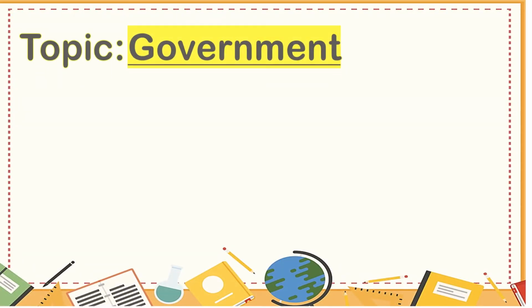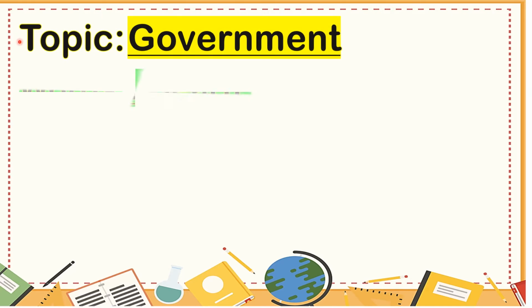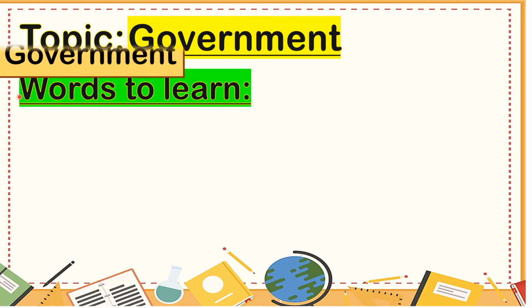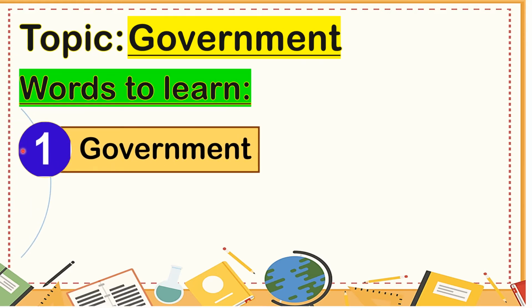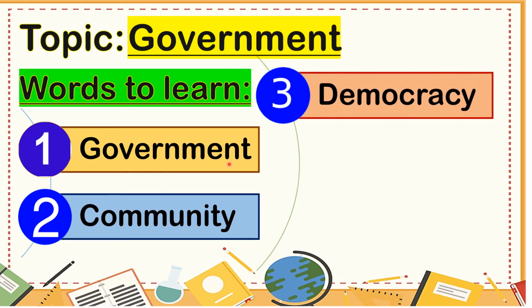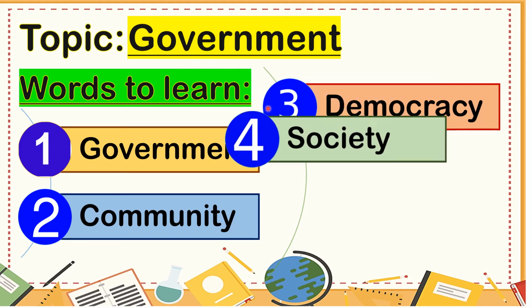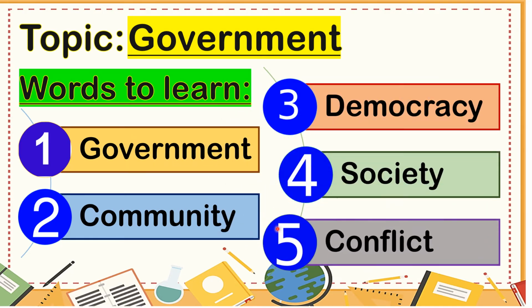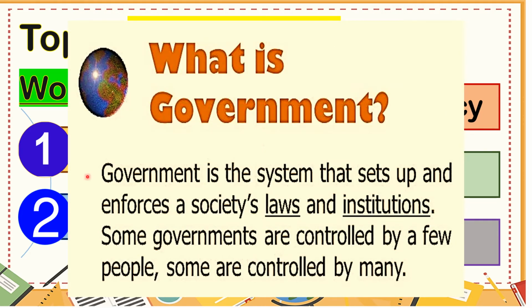So class, our topic for today is about government. And there are five words to learn that we have to discuss before we go with our discussion so that you will have an idea what the meaning of these words are. First, government. Number two, community. Number three, democracy. Number four, society. And number five, conflict. Now, what is the meaning of the word government?